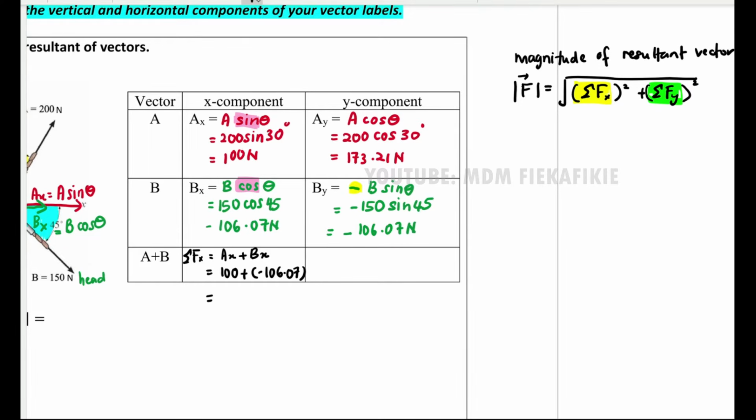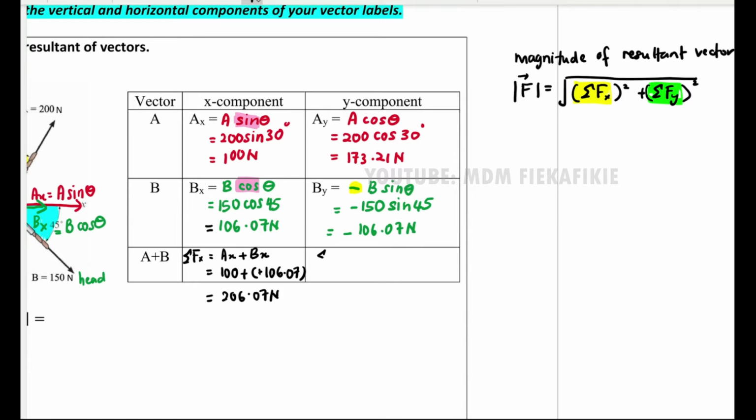Okay, so total force in X component saya akan dapat... BX saya adalah to the right? Oh, BX saya ni positif. Okay, so saya akan dapat 206.07 Newton.